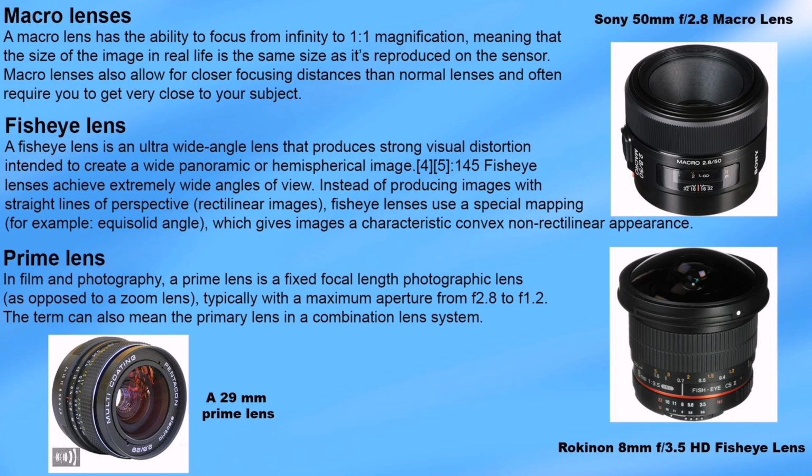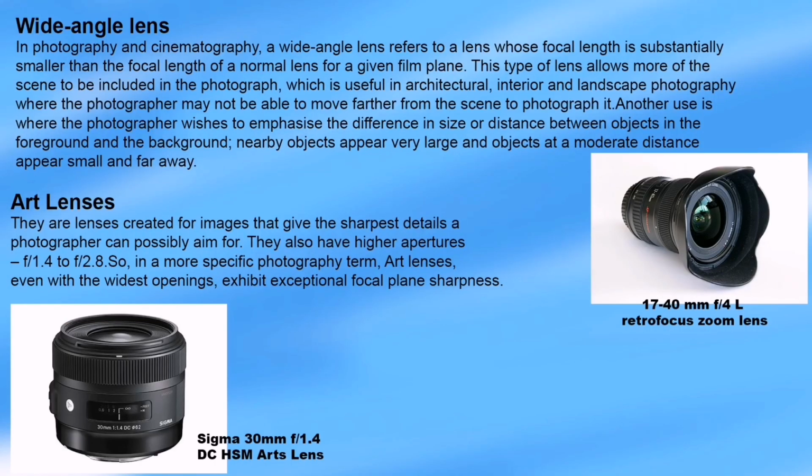Fifth one is prime lens. A prime lens, in film and photography, is a fixed focal length photographic lens as opposed to a zoom lens, typically with a maximum aperture from f2.8 to f1.1, f1.2.